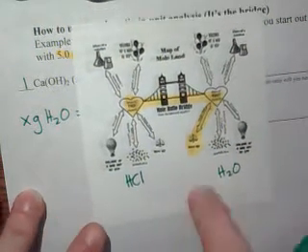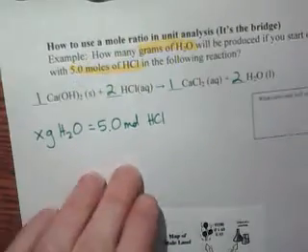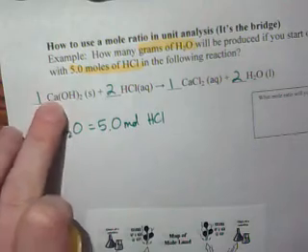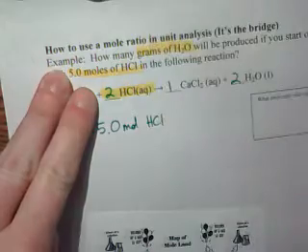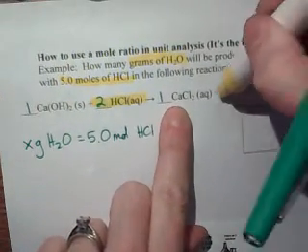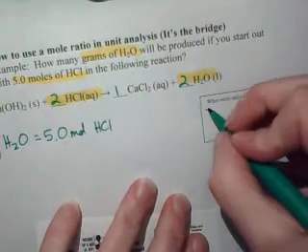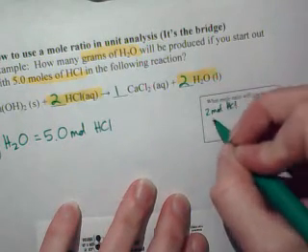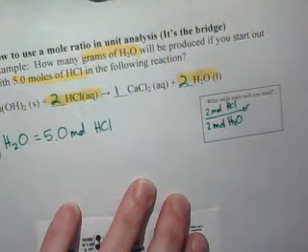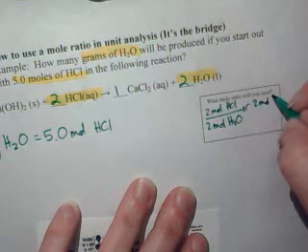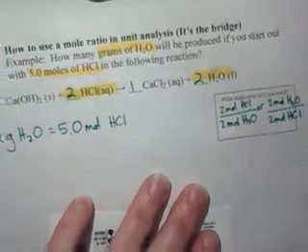The first thing I need is the mole ratio from the balanced equation. Well, here's my balanced equation. I don't care about this. They didn't say anything in the problem about calcium hydroxide. I care about this. I don't care about this. And I care about this. So the mole ratio I'm going to need is 2 moles of HCl over 2 moles of H2O. Or I can use the reciprocal, which is 2 moles of H2O over 2 moles of HCl.